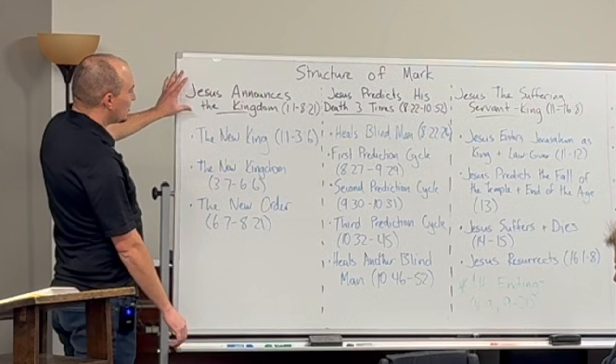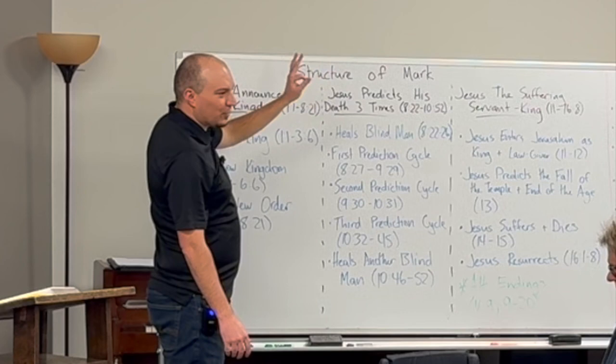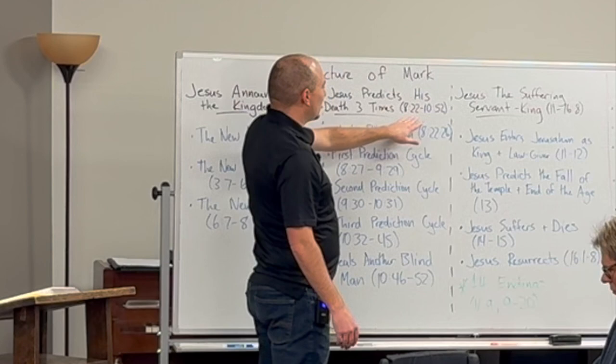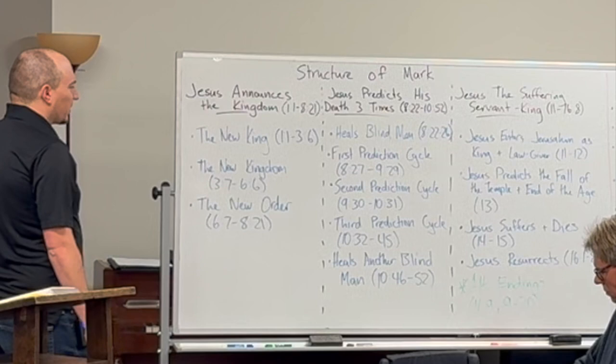So that's chapter 1, verse 1 through chapter 8, verse 21. The second section is the death predictions, and there are three of them. And so that's organized in chapters 8:22 through 10:52. And then the end of the book, the last five chapters, is Jesus, the suffering servant king, which we're obviously working our way through right now and are going to wrap up tonight.